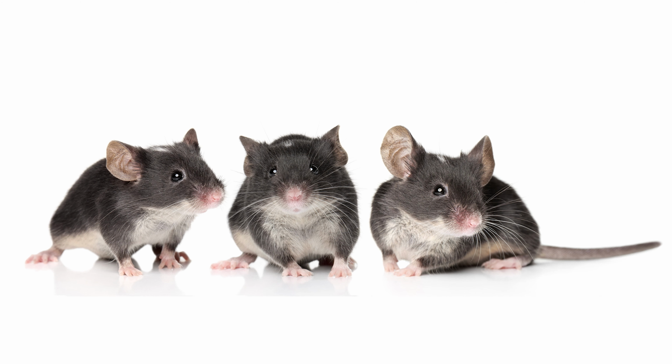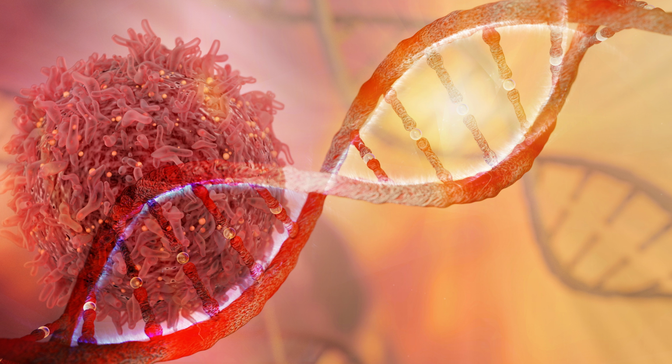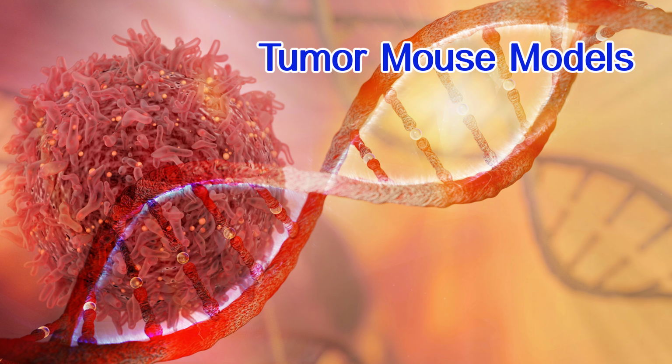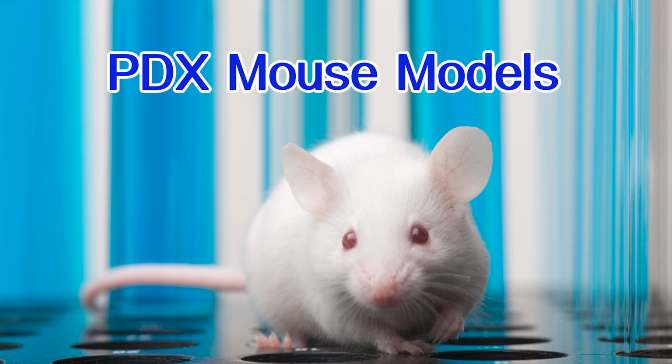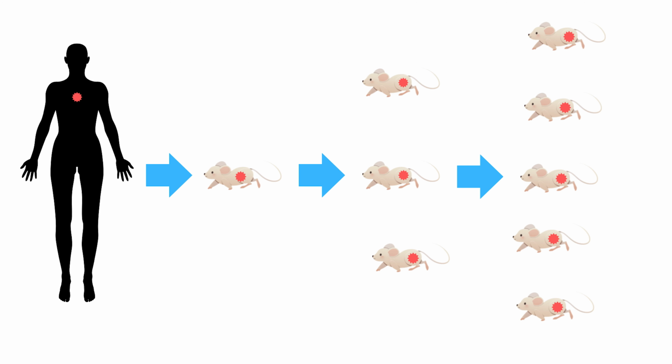The first type is tumor mouse models. These immunodeficient mice don't have a fully functioning immune system, which allows them to be used as hosts to grow both normal and diseased human tissue. Most notable, patient-derived xenograft, also known as PDX mouse models, are generated by directly transferring human tumors into immunodeficient mice. This is accomplished after surgically removing the tumor and cancer cells from the patient.